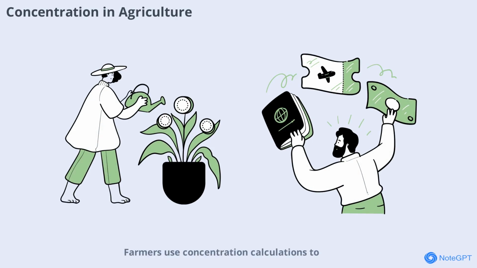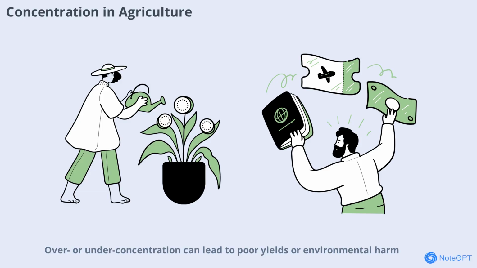Farmers use concentration calculations to mix fertilizers and pesticides correctly. Applying the right concentration ensures healthy crops and minimizes environmental impact. Over or under concentration can lead to poor yields or environmental harm.